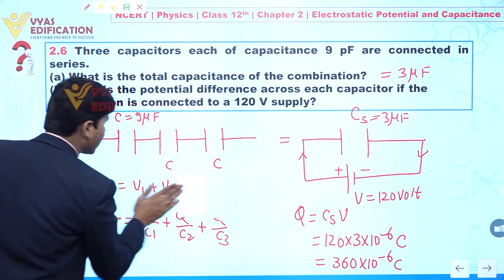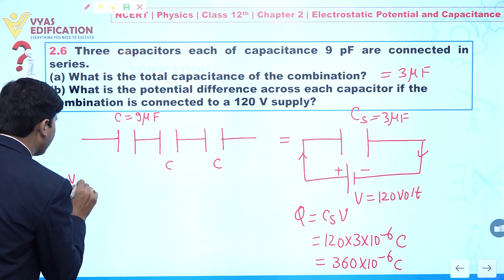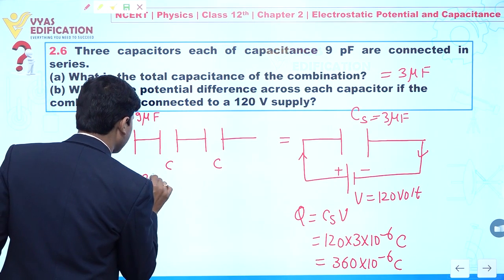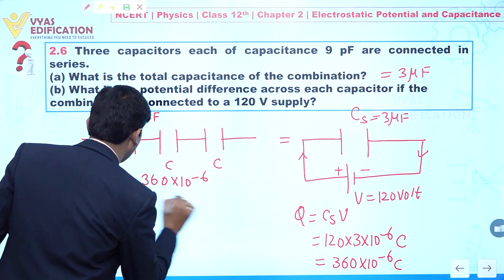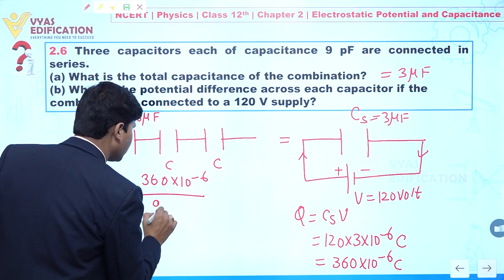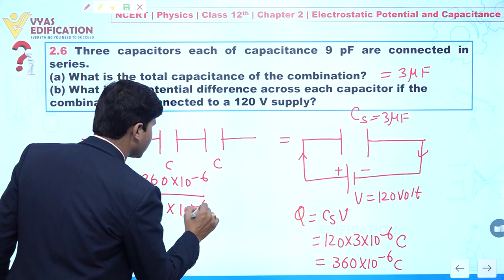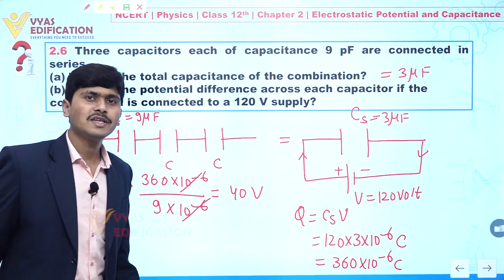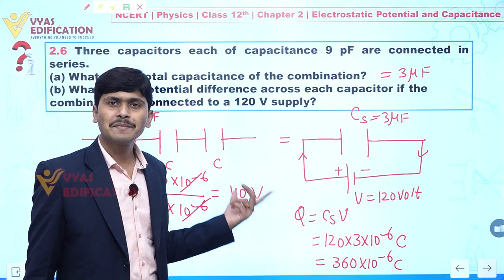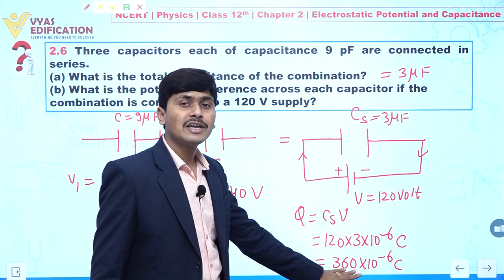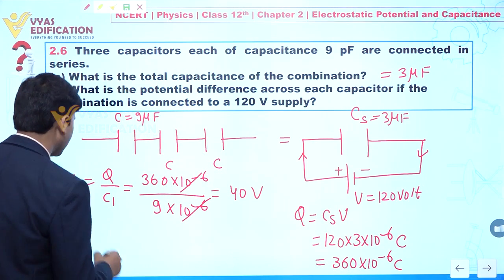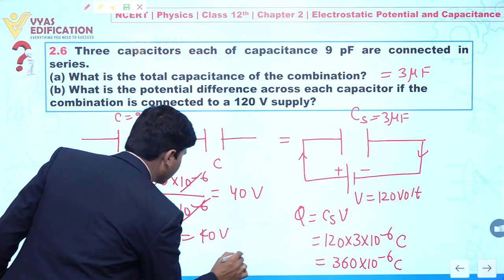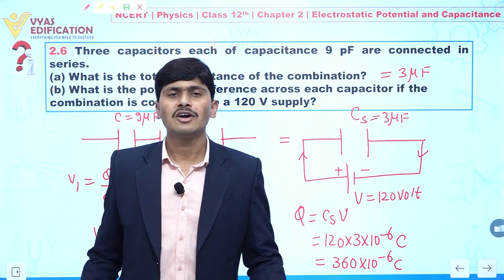So now you can write like this: V1 equals Q1 upon C1. The Q value is 360 into 10 to the power minus 6, over the value of C1, which is 9 microfarad, so 9 into 10 to the power minus 6. So this is equal to 40 volt. Now listen carefully, each capacitor has the same capacitance and the charge is also the same. It means V1, V2, V3 remain the same, equal to 40 volt. Clear to everyone? So this is all about this question.